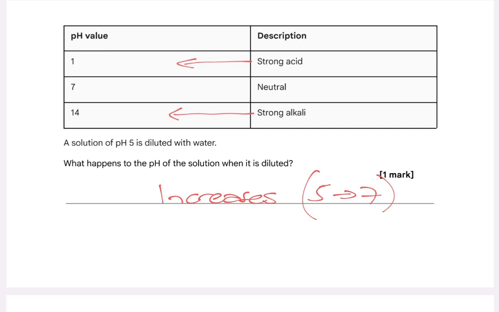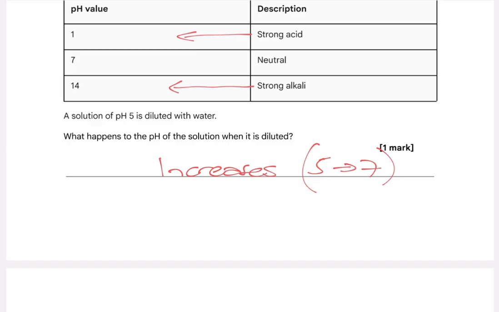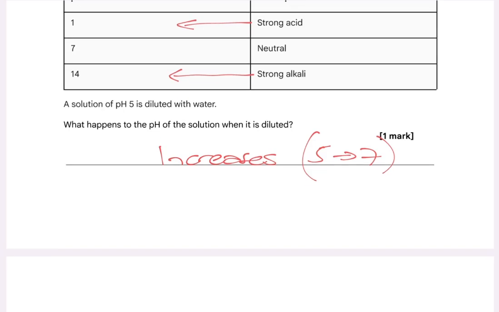So if we add water, it will dilute the acid, essentially making it less strong, less acidic, and giving it an increased pH.